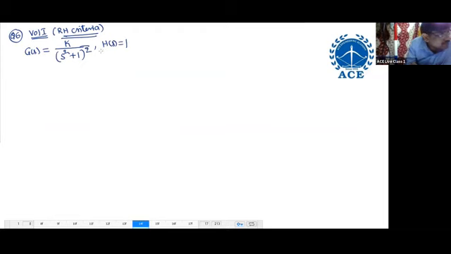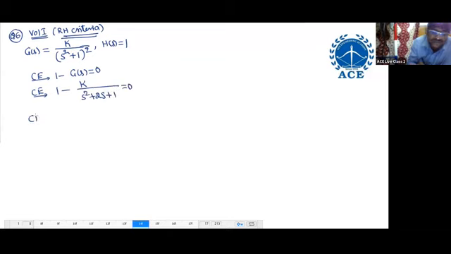The system stability according to Routh. So what is the characteristic equation? 1 minus G of S equals 0. So what will I get? 1 minus K by (S square plus 2S plus 1) equals 0. So what is the characteristic equation you are getting? Square, whole power 4, that means the order is 4.